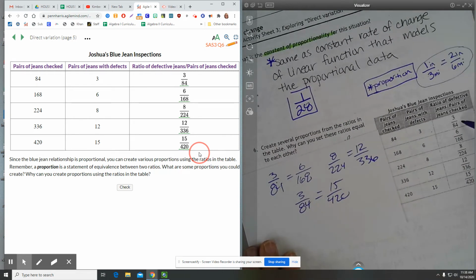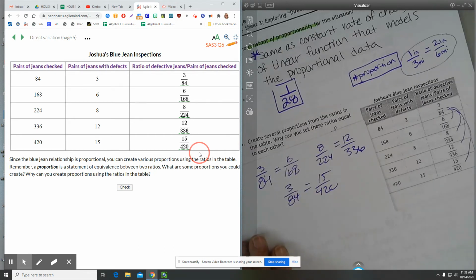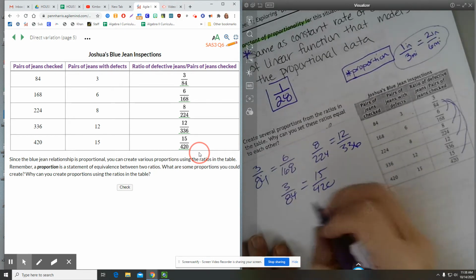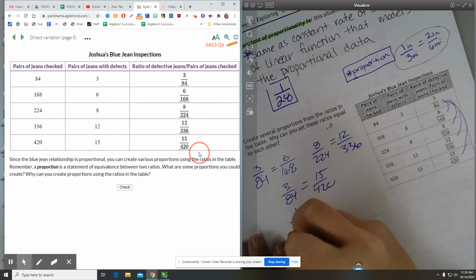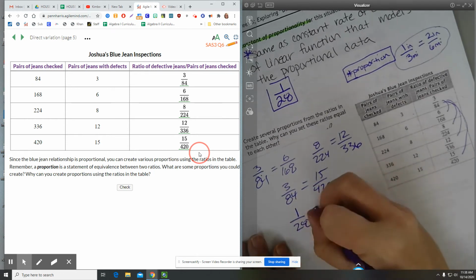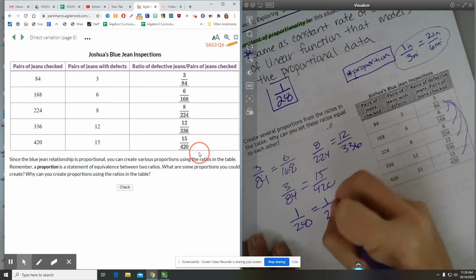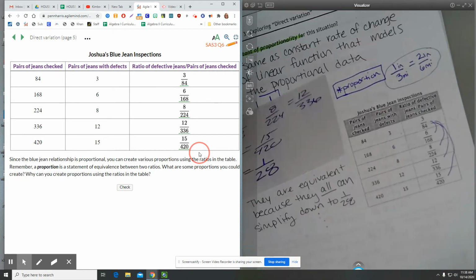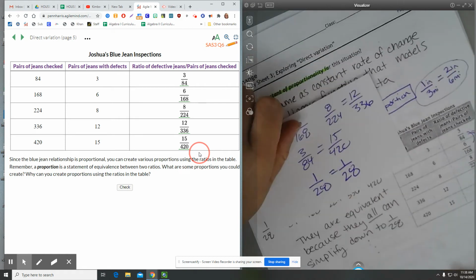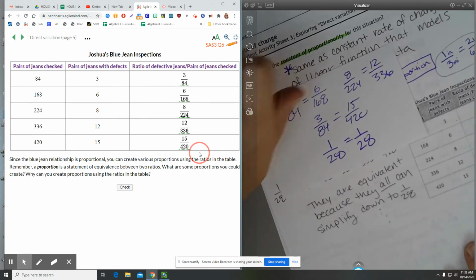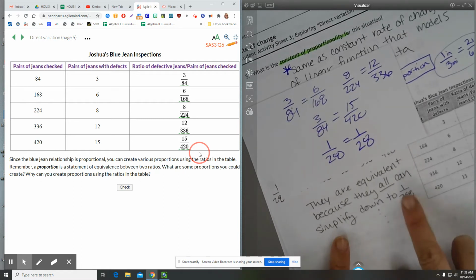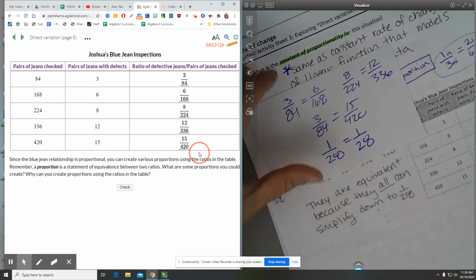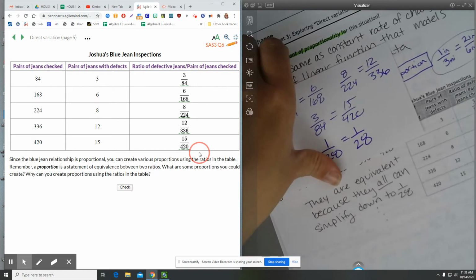We could write that any one of these is equal to the other because they are. What happens is that they all reduce down to 1 over 28, so they all equal 1 over 28. Okay, again, something to note. They are all equivalent because they all can simplify down to this 1 over 28. Let's go on.